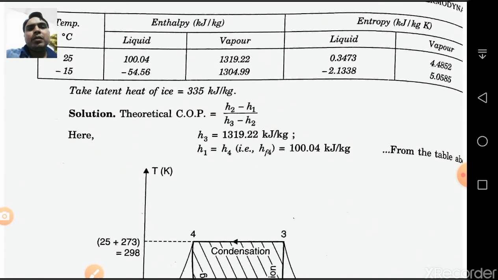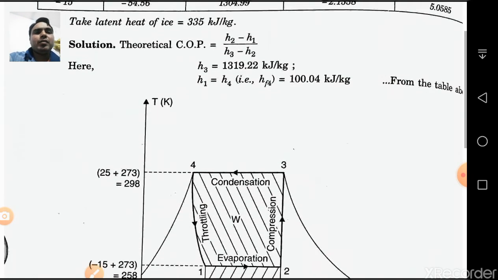So this is the property of the ammonia at a particular temperature, 25 degrees Celsius. It is the compressor outlet temperature, and minus 15 is the compressor inlet temperature or the exit of the evaporator. These are the liquid and vapor enthalpy, 100.04. These are the enthalpies in the given table, and the latent heat of the ice is given. So this table is for ammonia refrigerant.